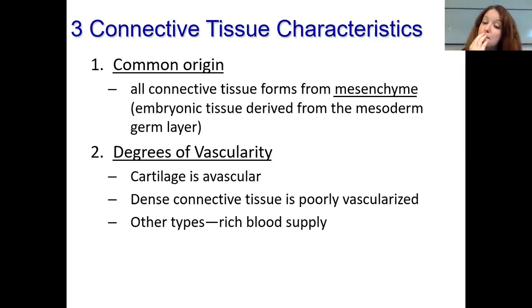Something about the nervous system too, but we're not there yet. Dense connective tissue is poorly vascularized, and obviously blood is highly vascularized, right?